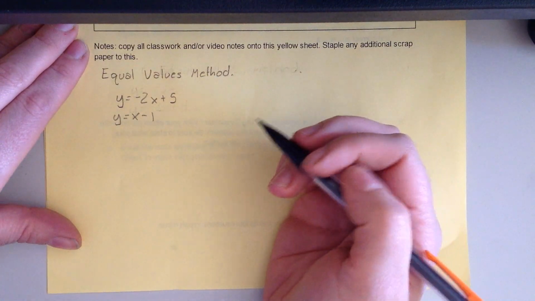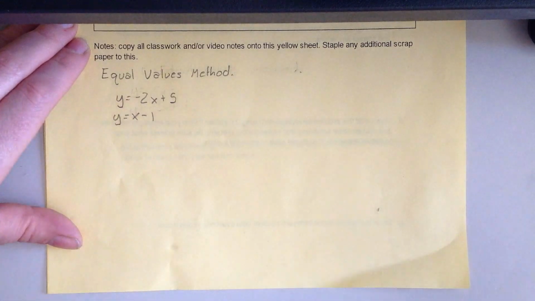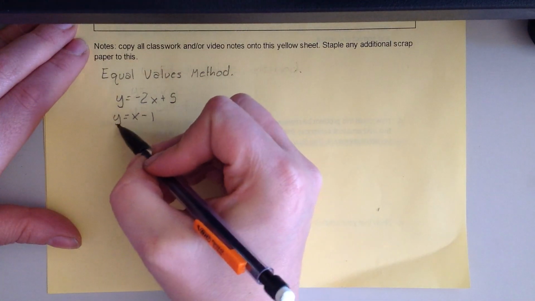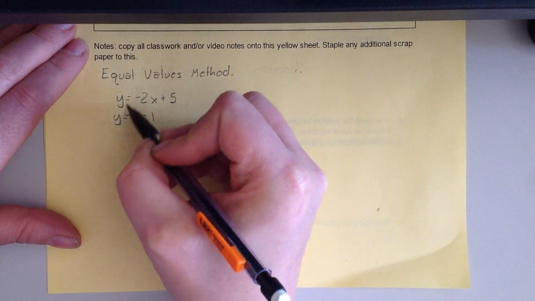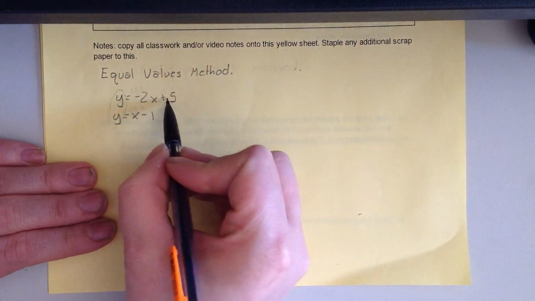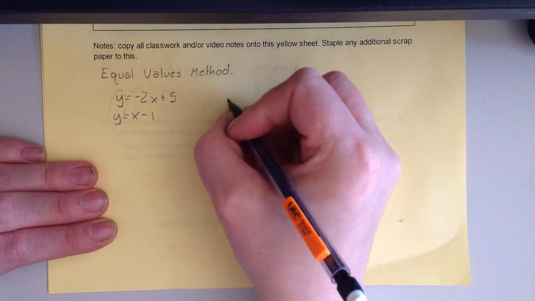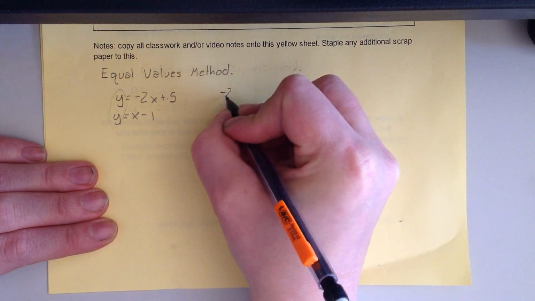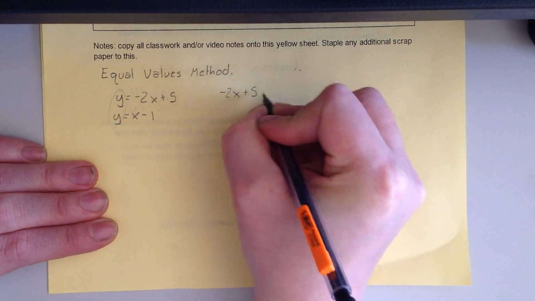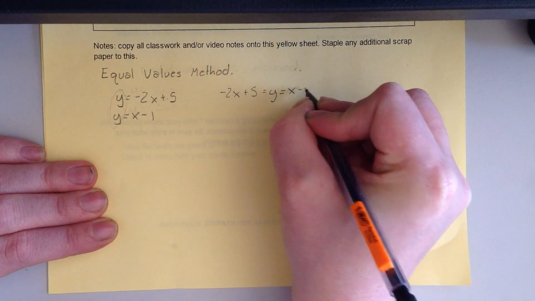Say, x is standing in for the number of years old you are, and y is standing in for your height, or something. But in any case, we're assuming that these two y's represent the same y, which means anything that's equal to that y is also equal to the other thing, right? I could write it out like this. I could say, well, negative 2x plus 5 is equal to y, and y is equal to x minus 1.